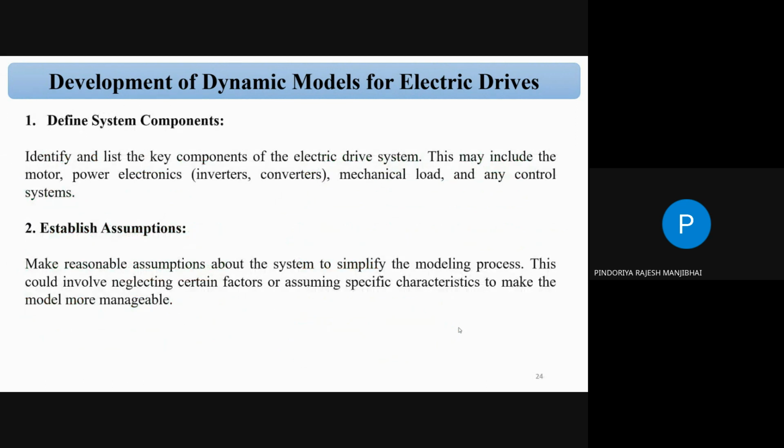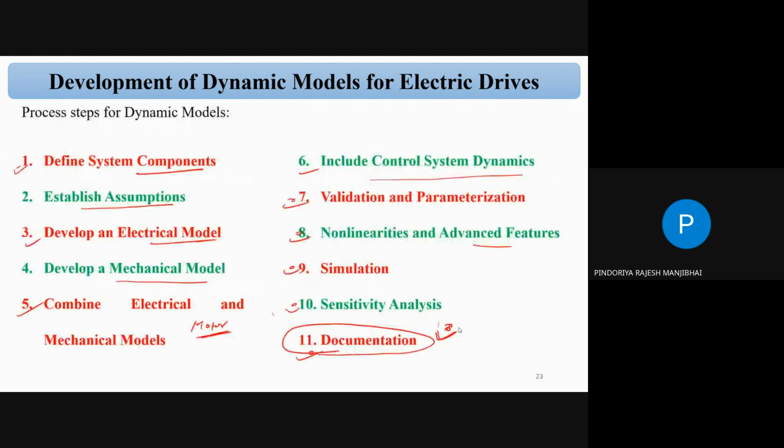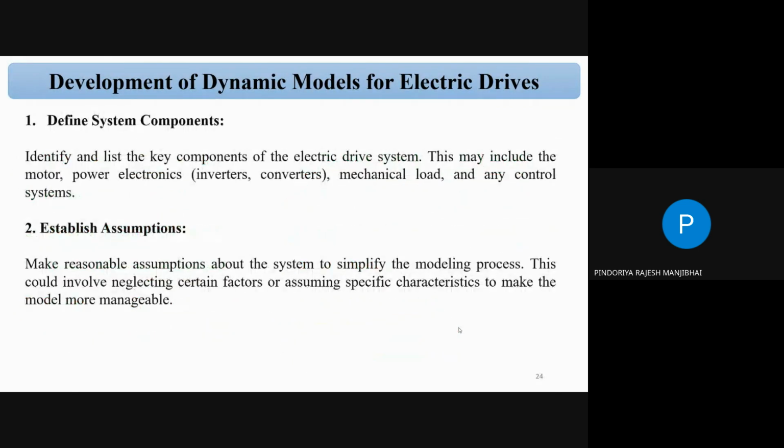So for every step I mentioned 2 to 3 lines. What is the meaning of define the system components, establish assumptions? I'm not going to go into detail about each step. Define the system components: we have to identify the key components of the electric drive system. This may include the motor, power electronics, mechanical load and any other components. So major components we have to define, and then we have to define the subsystems, correct? Establish the assumptions.